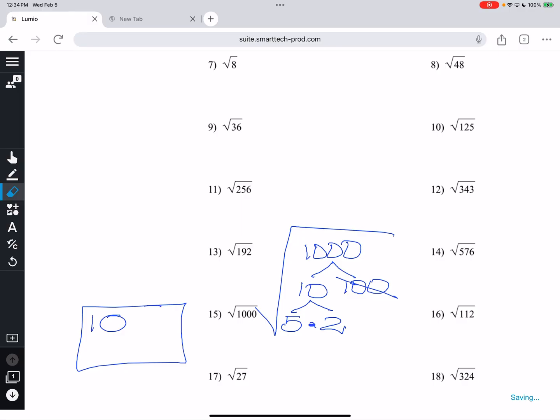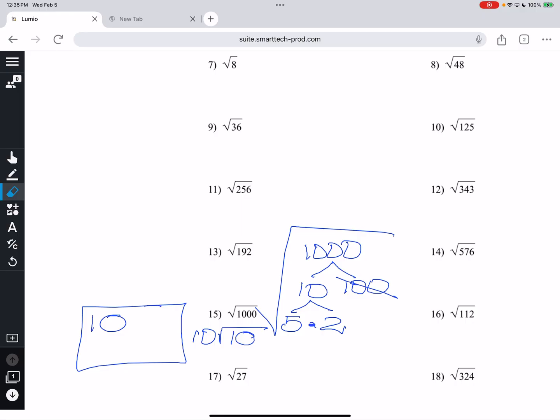Are either of those perfect squares? Good, Olivia. Neither of those are perfect squares. They're both prime numbers. So 10, while it's not prime, it doesn't contain anything perfect. So your final answer is 10 radical 10. And 10 squared is 100, so it goes back in. 100 times 10 will give you 1,000.